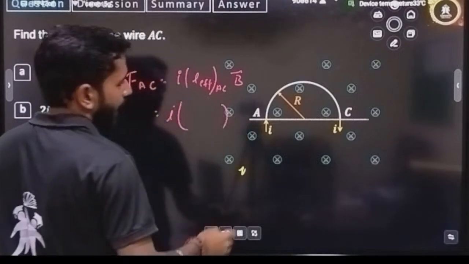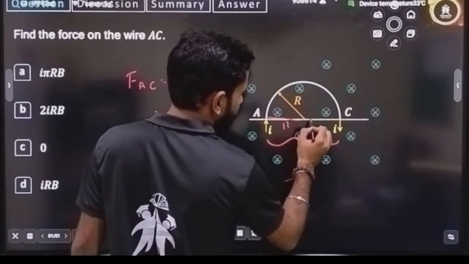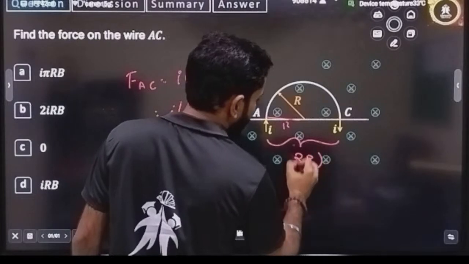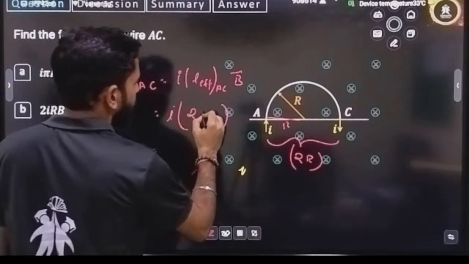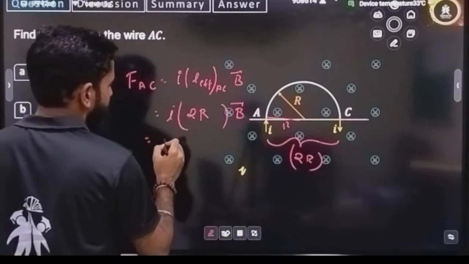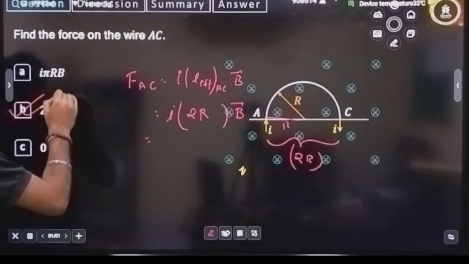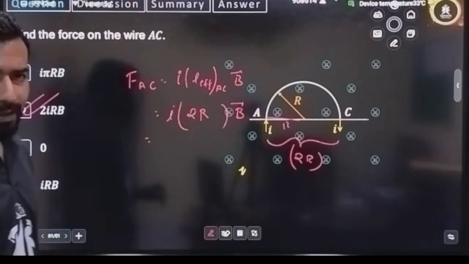Just simply what you will be doing, calculate the effective length between A and B. I have told you to write effective length. If this distance is R, and this is also R, that means effective length is nothing but 2R. That means it will be equal to 2R into B. That means finally what you can write as the answer, which option is coming correct? 2 into IRB. According to me, option B will be simply correct.